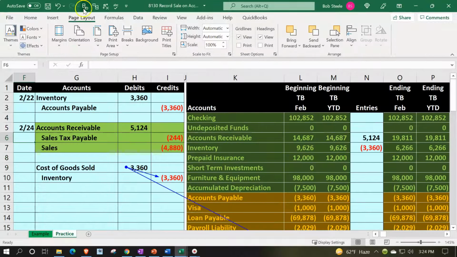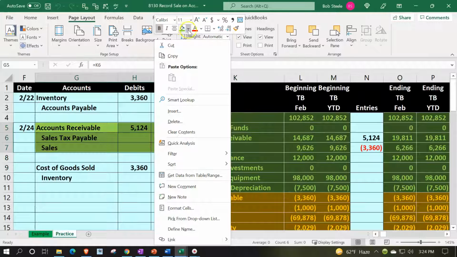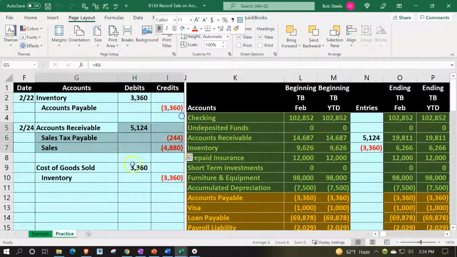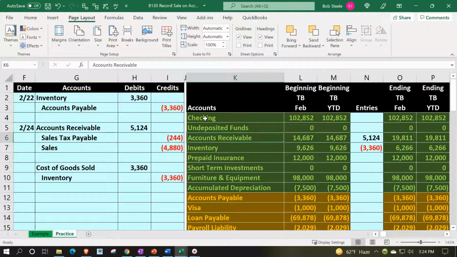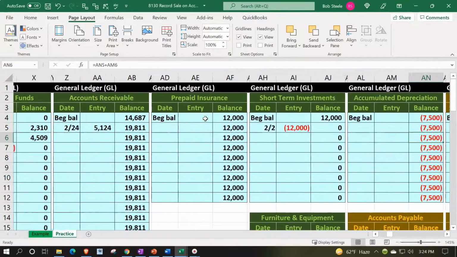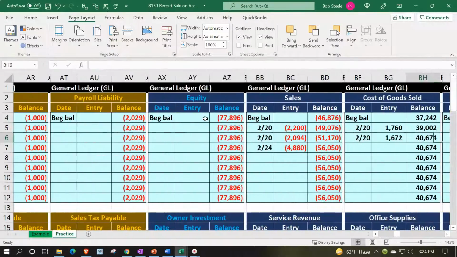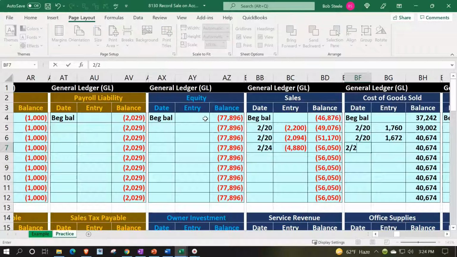So let's scroll on over and let's do this one more time. This time, let's first ungreenify over here. I'm going to ungreenify these, and we're working on the last one now. So we got cost of goods sold. That's going to be all the way to the right for the cost of the goods that are sold, which is going to be here in BF7.